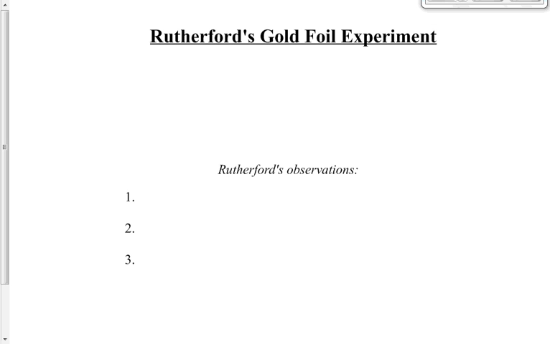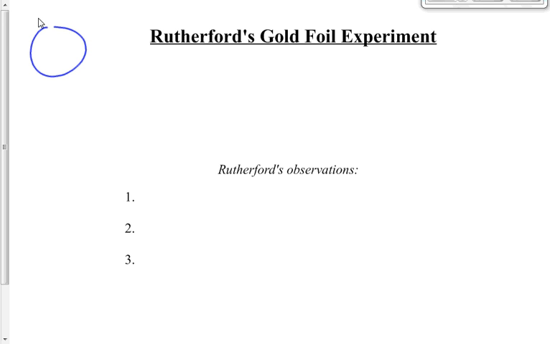Up until this point, we've looked at really one model of the atom, right? The Thomson plum pudding model, or the Thomson chocolate chip cookie dough model of the atom. Prior to that, if you've taken chemistry, you'll know that prior to the Thomson model of the atom, there was the Dalton solid sphere model of the atom, right?